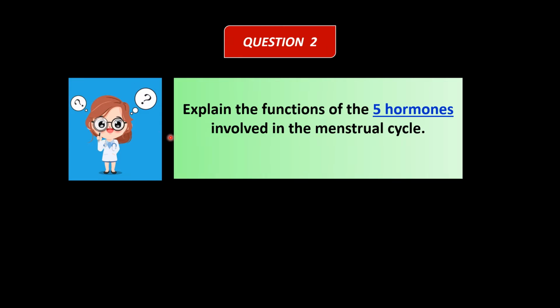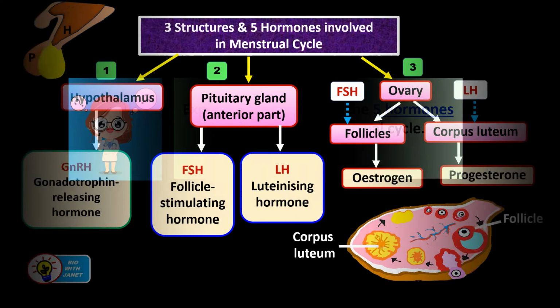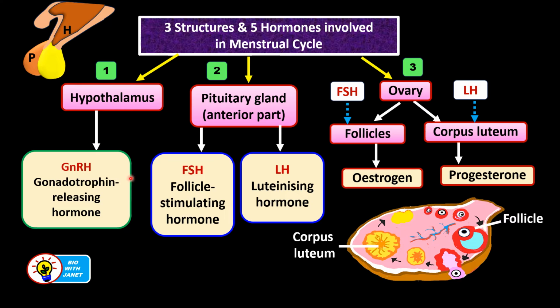So we've just studied the basic outline of the events that occur in the menstrual cycle. Now let's explain the functions of the 5 hormones involved in the menstrual cycle. So what are the 3 structures and 5 hormones involved in the menstrual cycle? The 3 structures are 1, the hypothalamus, 2, the pituitary gland, and 3, the ovary.